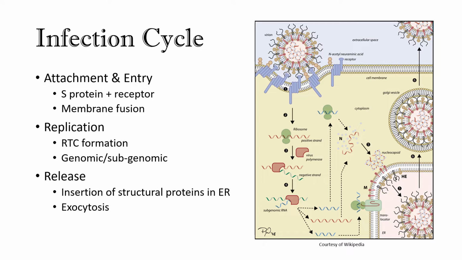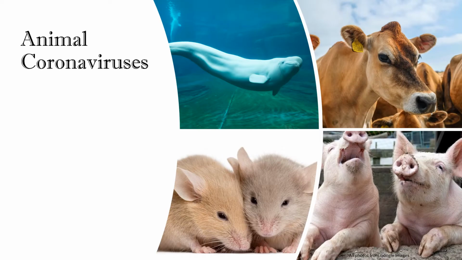Next, newly translated S, E, and M proteins are inserted into the endoplasmic reticulum membrane. Mature particles are then formed when N proteins and associated RNA genomes enter this compartment. Golgi vesicles transport them to the cell surface, where exocytosis allows their release. This cycle causes a variety of diseases in mammals.